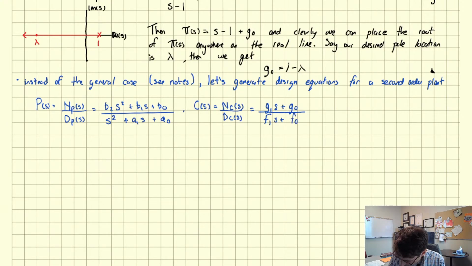G1s plus G0 over F1s plus F0. Now, remember last time I said that there's a bit of asymmetry in these expressions. Without loss of generality, I've divided the numerator and the denominator of the plant by the leading coefficient, so that I get a 1. I can always do that. But I have not done that in the case of the controller. I kept F1 there. And the reason for doing that, I think I mentioned last time, is so that we get a nice structure in our design equation.